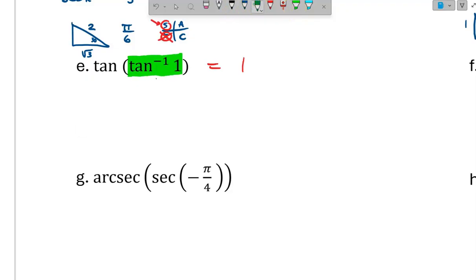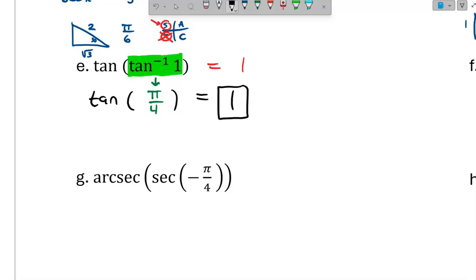Inverse tangent of negative 1 is going to be equal to negative pi over 4, kind of using the same logic we just did with the cotangent problem just a moment ago. And when I evaluate tangent of negative pi over 4, well, I get negative 1 as an answer. So the assumption that we had made as I began this problem actually held true. The answer was indeed 1.